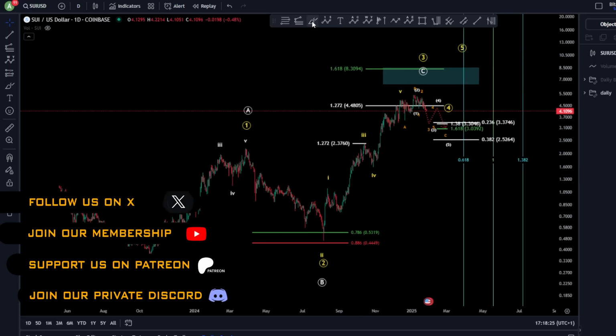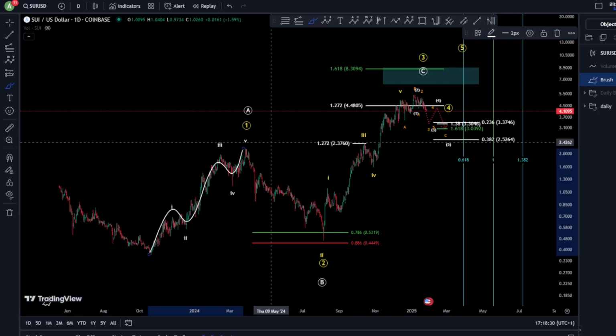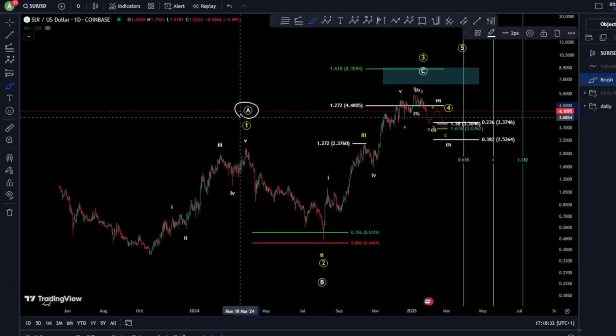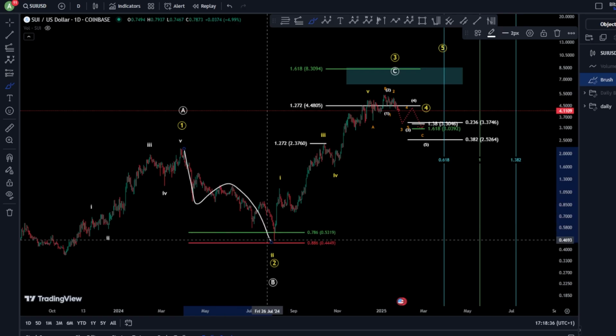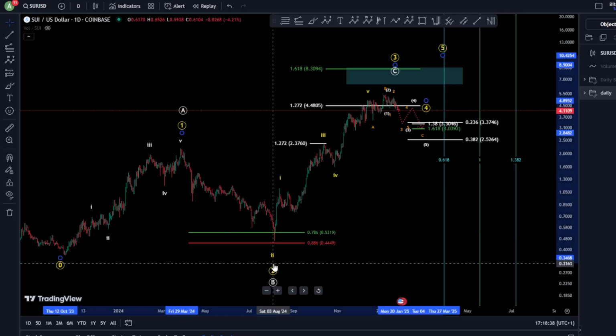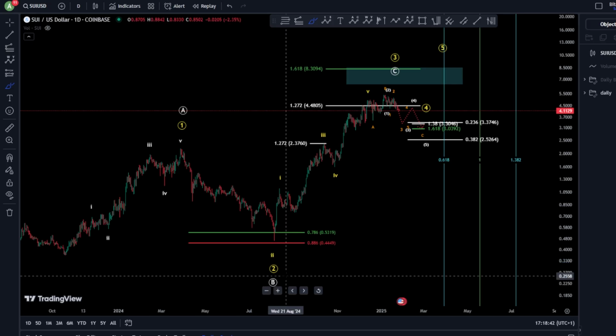And starting on the daily chart, we're looking at a 1, 2, 3, 4, 5 impulse toward the upside, finishing a wave 1 or a wave A. In both case scenarios, you would like to see an ABC or a WXY formation toward the downside, finishing, of course, as a wave 2 or a wave B.